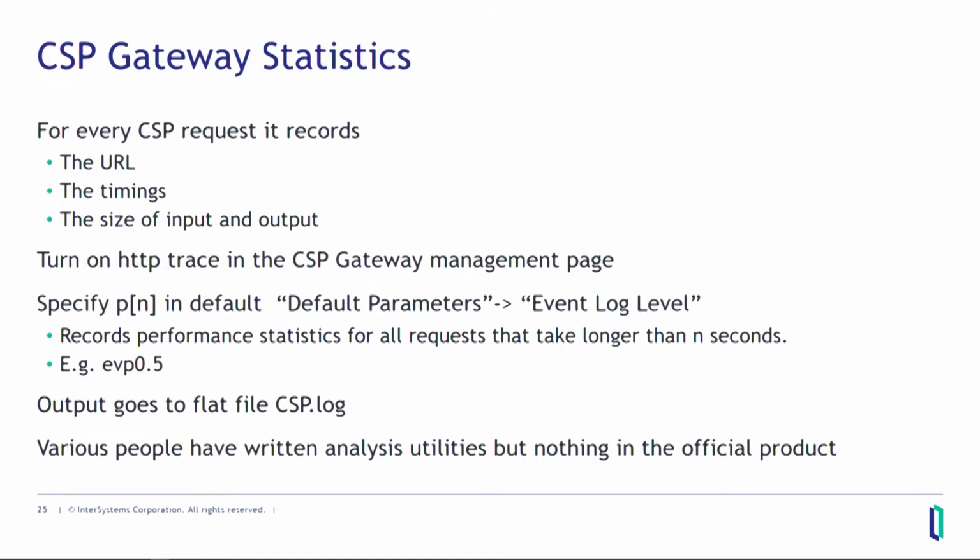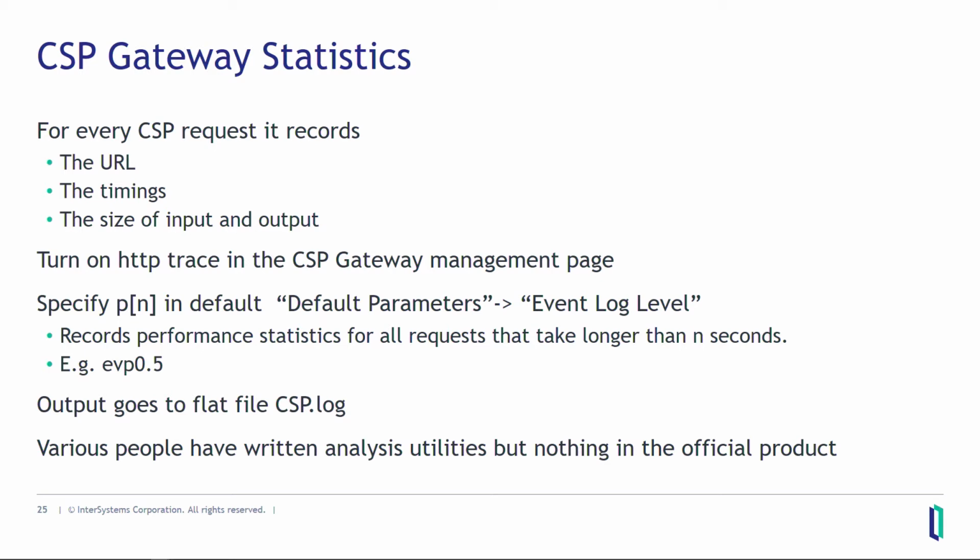These record every CSP request going through the CSP Gateway, which includes all the web HTML pages. It includes CSP, REST, Zen, SOAP requests. All go through there. It records the URL. It can record the timings, and it can include the size of the input and the output.